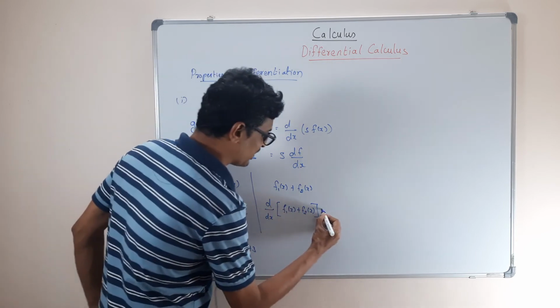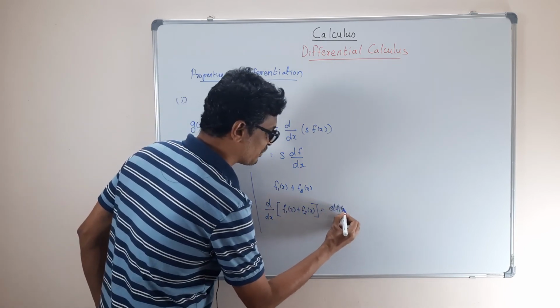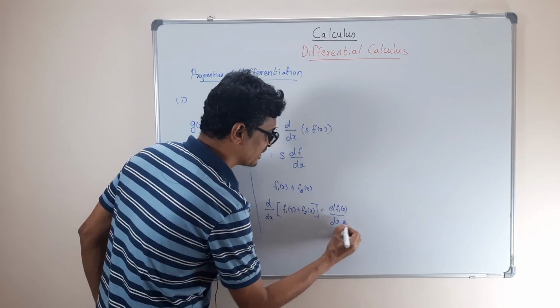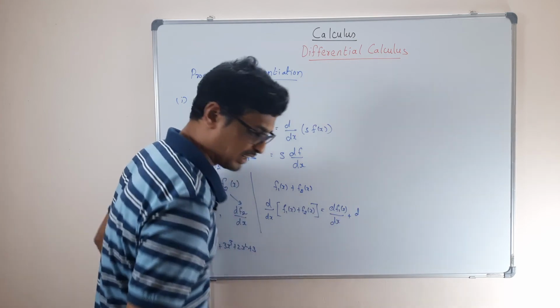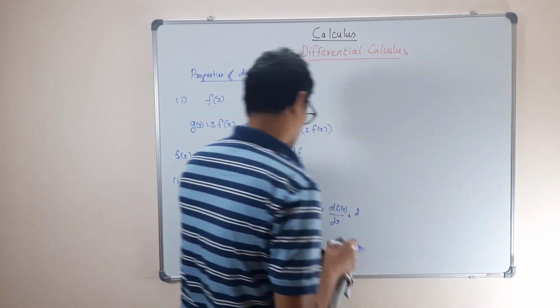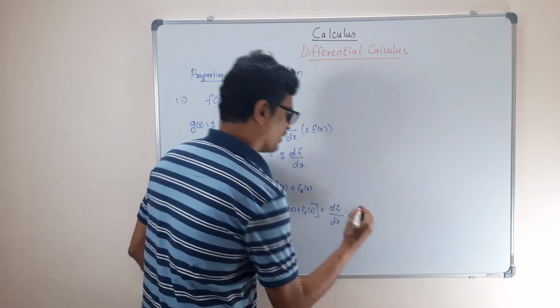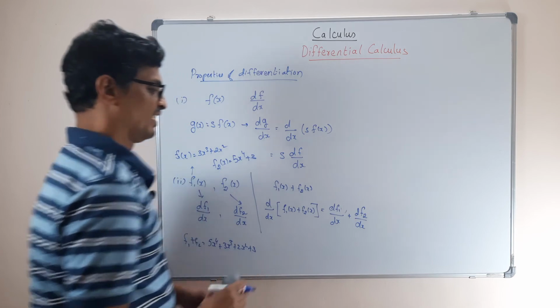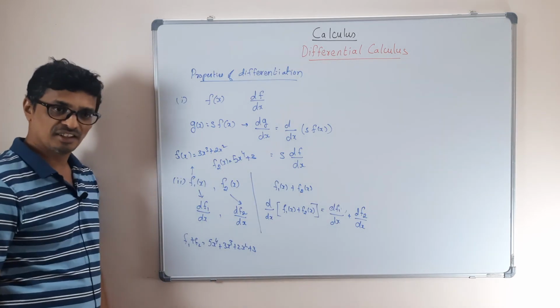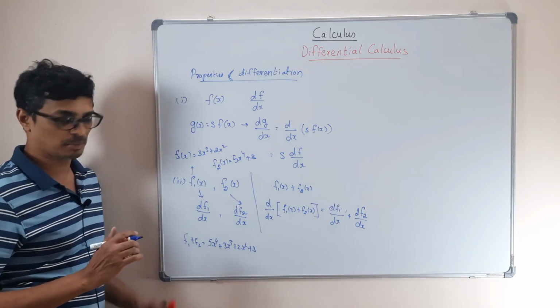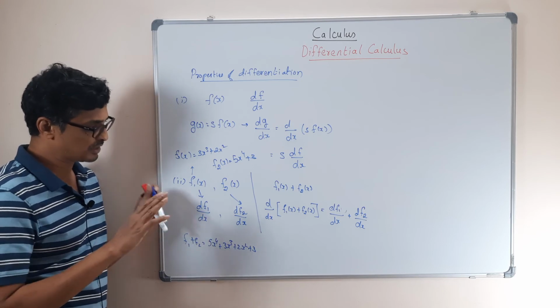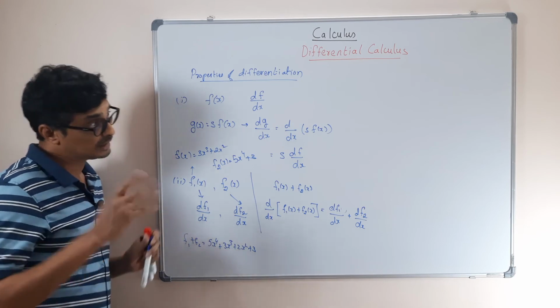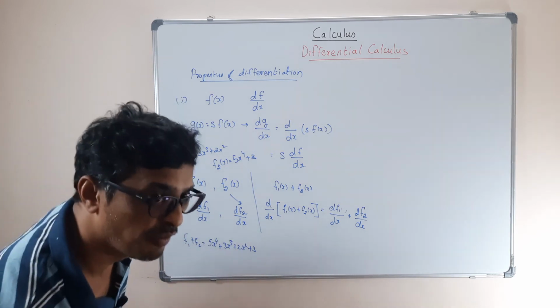That is, df1 of x by dx plus df2 by dx. We don't write f of x, there's no need. You got it? So this is the second property. The first property we also wrote, the second property is the sum of two. The third property is the multiplicative one.